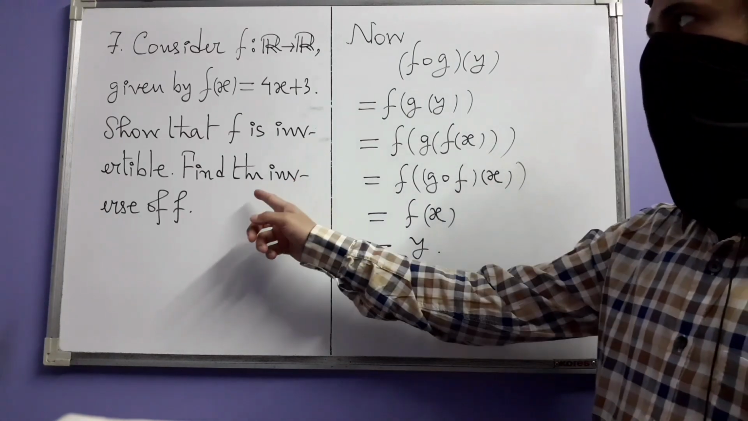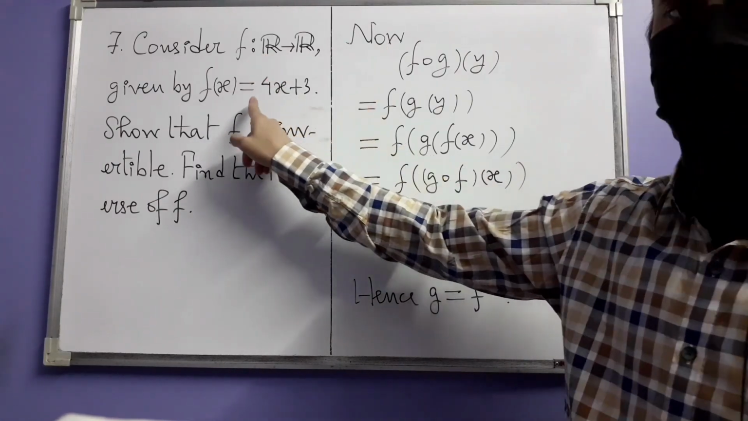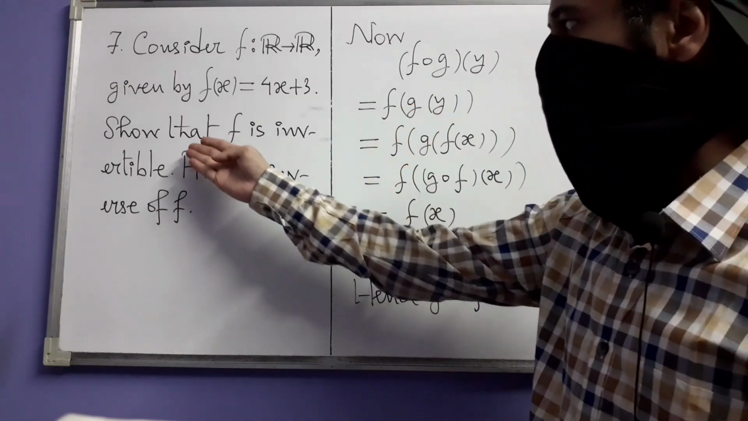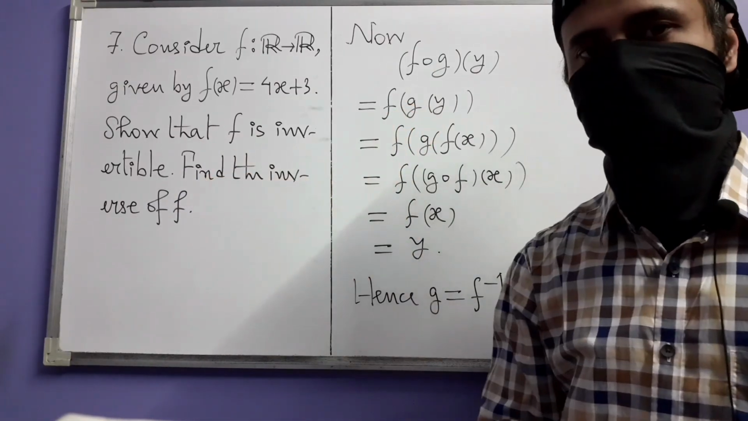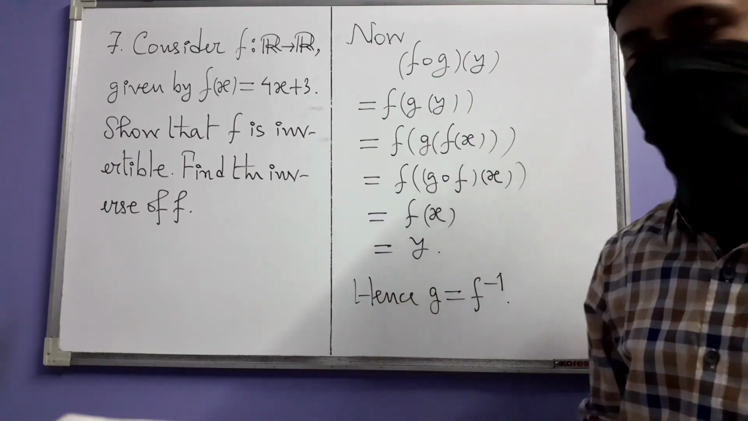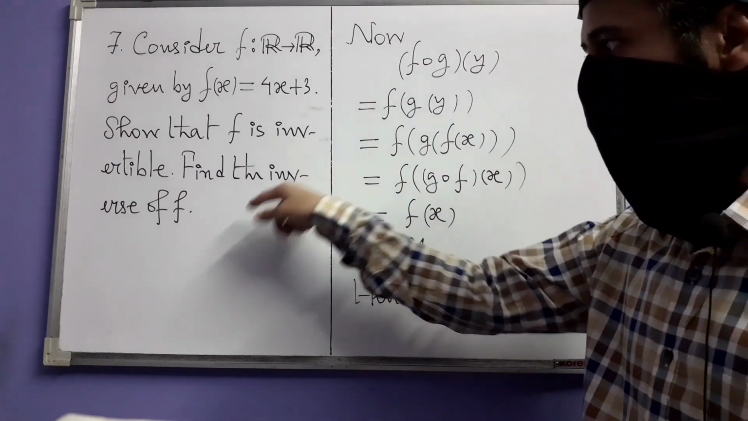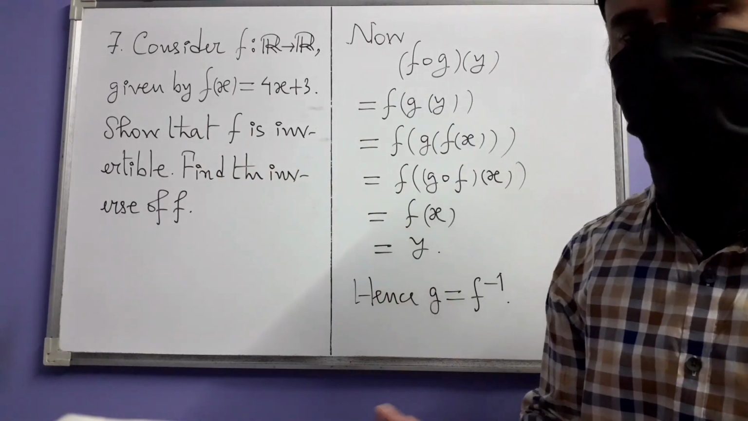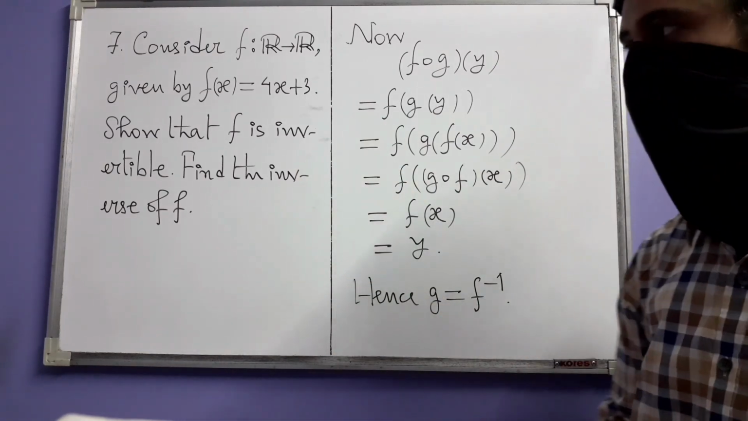Next we have number 7, where we have this function f from R into R given by this formula f of x is equal to 4x plus 3. We have to show that f is invertible and we have to find the inverse of f. Because of how we have defined invertible functions, that is those functions which have inverses, if we can find an inverse of f, that would automatically mean that f is invertible. So we will straight away go for the inverse function of f.